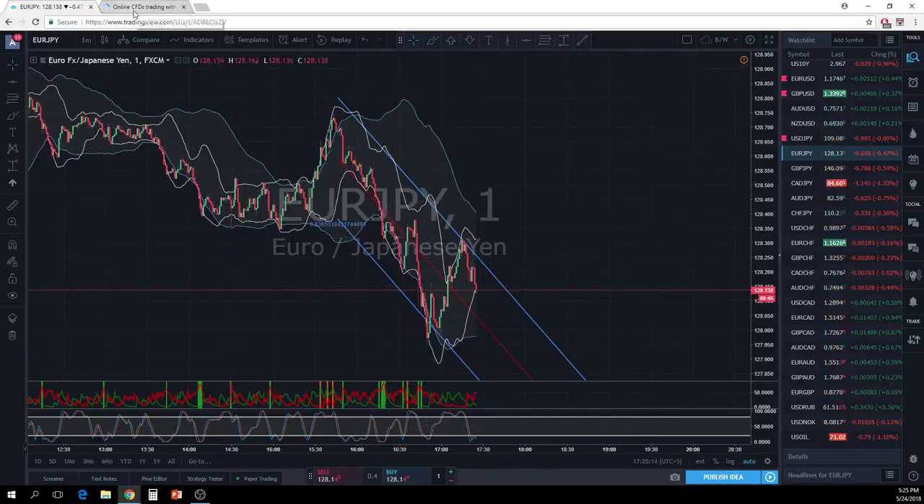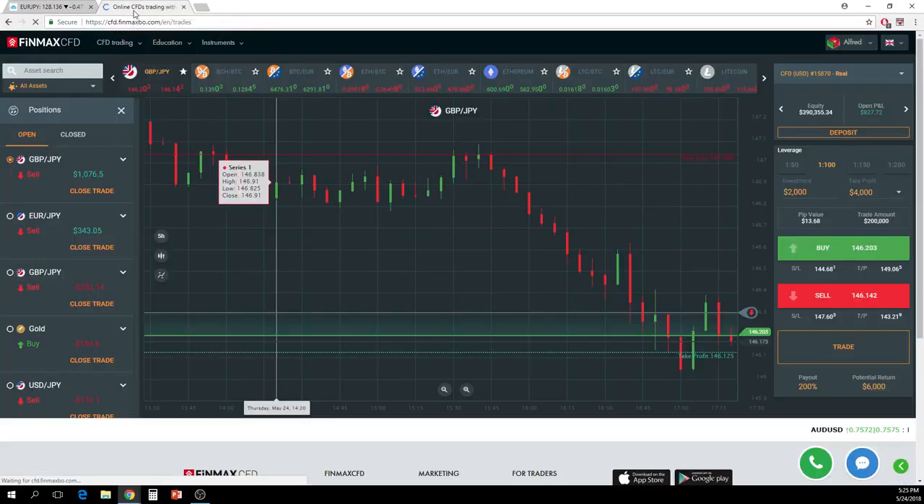Because I think that there's also an opportunity for it to correct right now, and I obviously want to close them in profits as fast as possible. So let's wait for it to load.